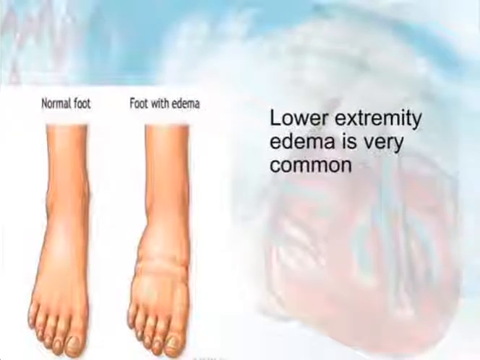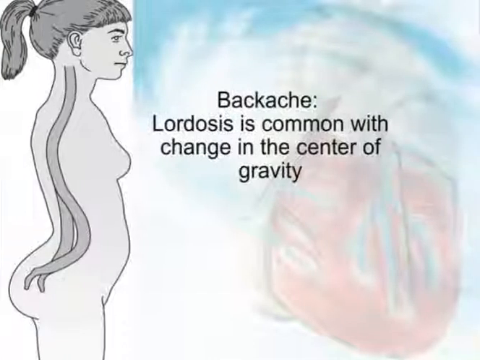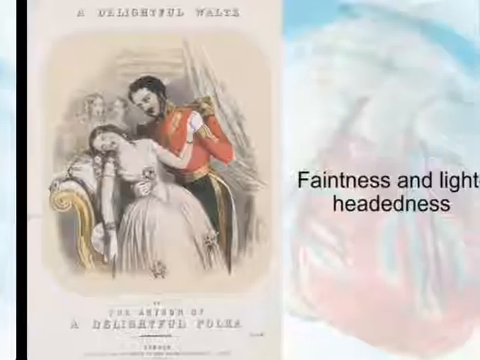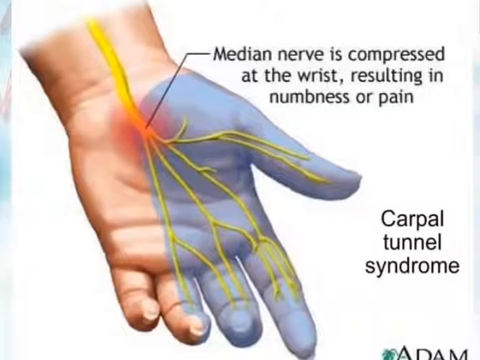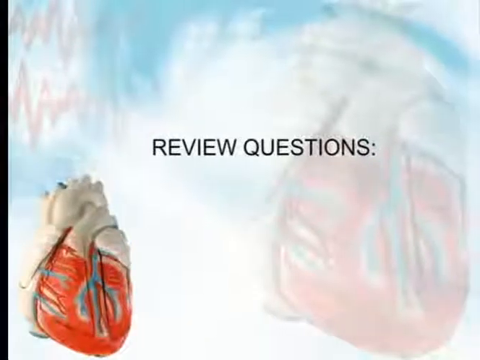Headaches and lower extremity edema are very common here, and people will also have backache. Lordosis is common with the change in the center of gravity. Faintness and lightheadedness. The median nerve is compressed at the wrist, resulting in numbness or pain. Carpal tunnel syndrome will be caused here.